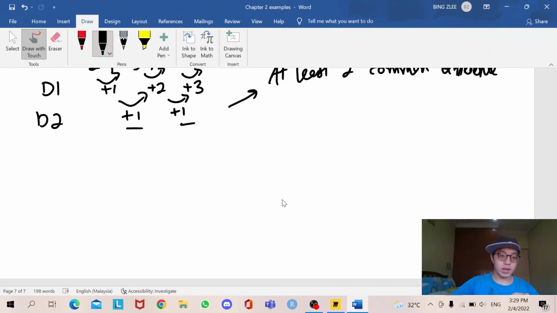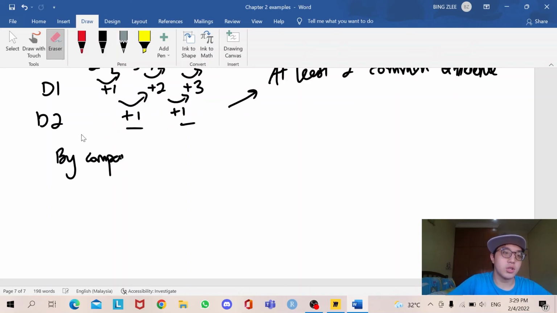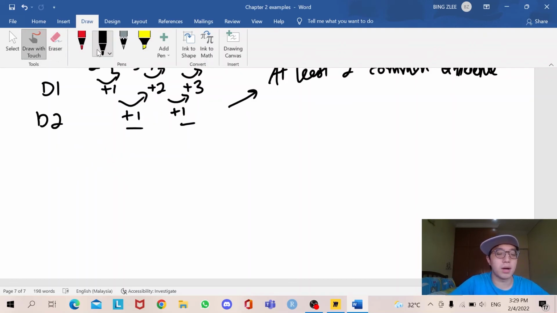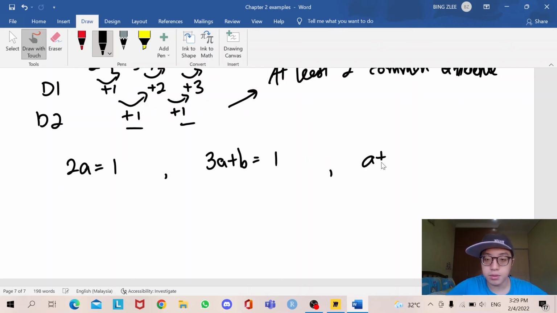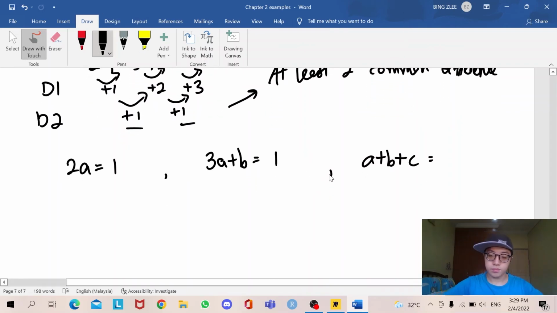So we can straightaway conclude that, actually we cannot write by comparing because we did not do the comparison here. So what we can do is we will straightaway write 2a is equal to 1. 3a plus b is equal to 1 because the first D1 here is plus 1, and a plus b plus c is equal to 2. All right, so from here we can slowly solve.